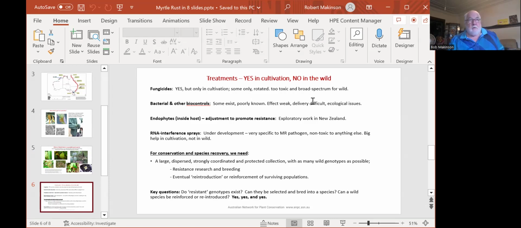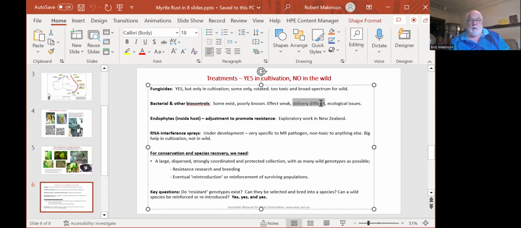The question of bacterial or other biocontrols, parasitic fungi that might eat myrtle rust, things of that sort, is often raised. Some such things do exist. They are known, but not well, and their effect seems to be generally fairly weak. Delivery of them would be fairly difficult. Their action is probably not fast enough to keep up with the potentially very rapid proliferation of myrtle rust and its reproductive cycle.